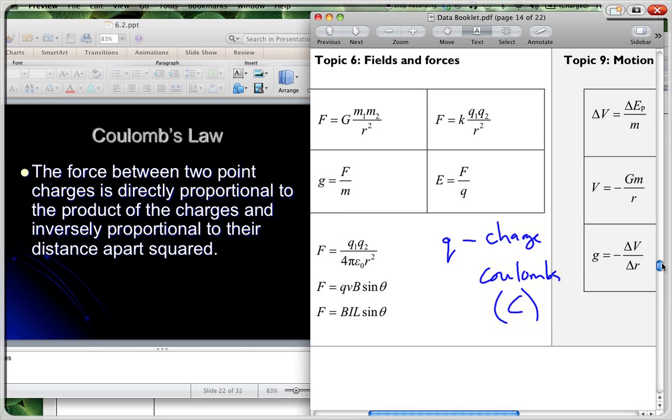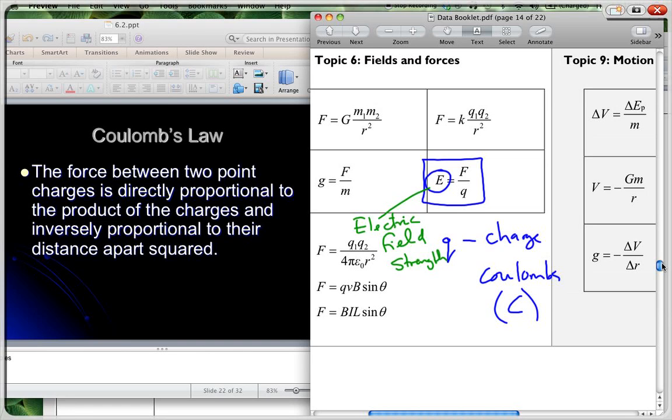Now, just as you get a gravitational field strength, you also get an electric field strength. Electric field strength is the force per unit charge at a specific point. So this E here is your electric field strength, and that's the force per unit charge.